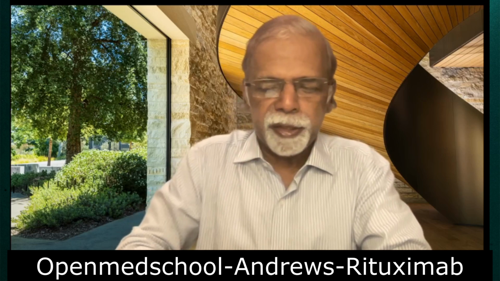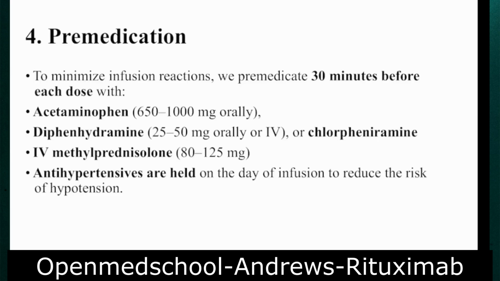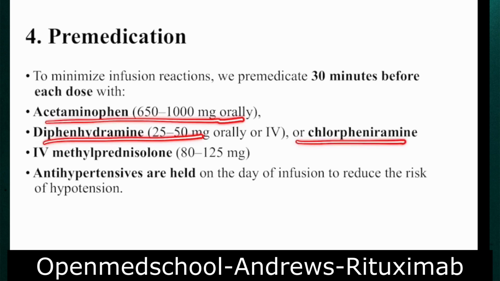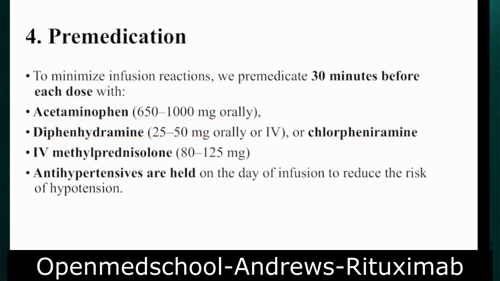When you are giving it, pre-medication is done. So let us look into how it is infused. This is to avoid infusion reactions; pre-medicate 30 minutes before the infusion. Usually give acetaminophen 650 to 1000 mg orally, chlorpheniramine, which can be given intravenously 10 mg, or diphenhydramine 25 to 50 mg orally or IV. IV methylprednisolone 80 to 125 mg.